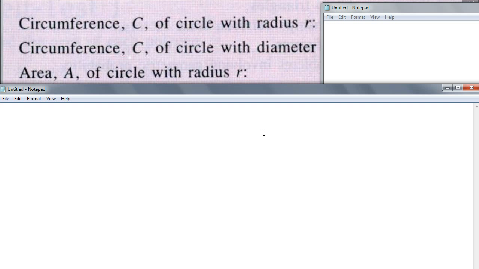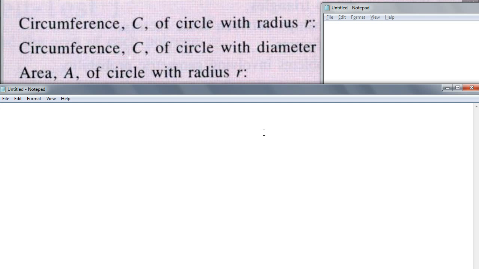So we don't have perimeter of a circle, because perimeter is made up of a bunch of sides, right? Well, circles don't have any sides, so we need a different name for it. It's called circumference. So who remembers the formula for circumference of a circle with radius r?